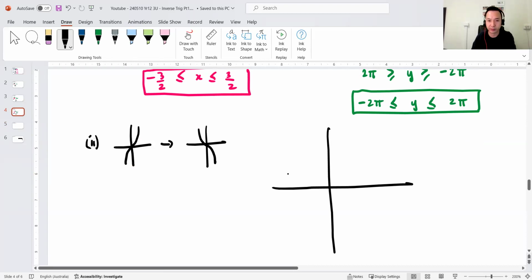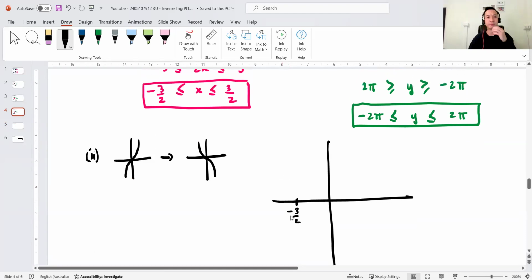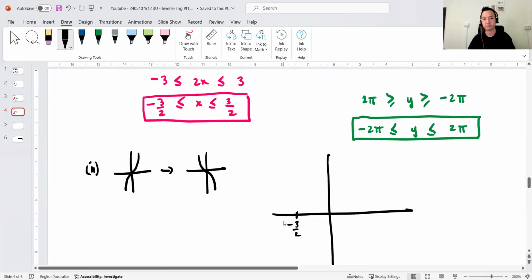So what's my box look like? It goes from -3 on 2. Oh, sorry, it's not 3 on 2, is it? Oh, it is 3 on 2. Yeah, 3 on 2.